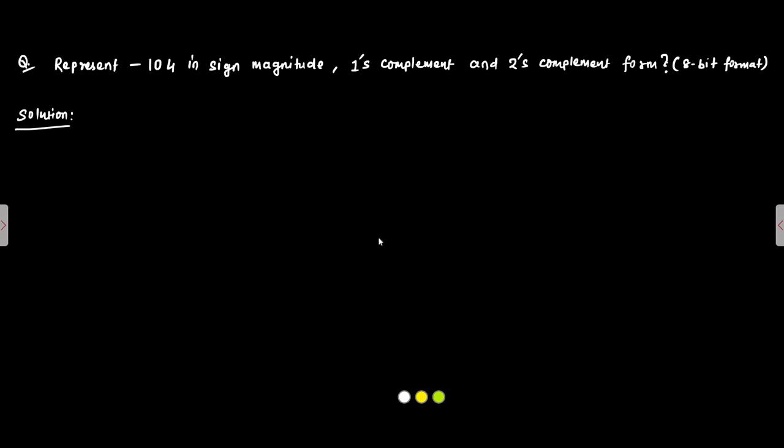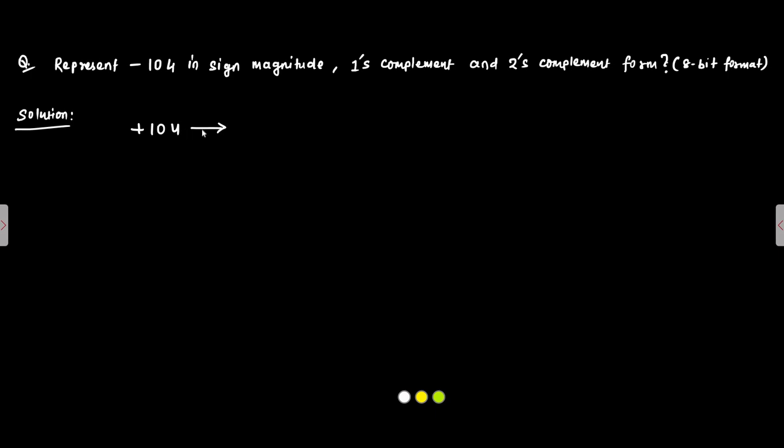So here is another question. It is given, represent minus 104 in sign magnitude, 1s complement and 2s complement form using 8-bit format. So here, before doing that, we'll first represent plus 104. So first we have to split it into parts with powers of 2.